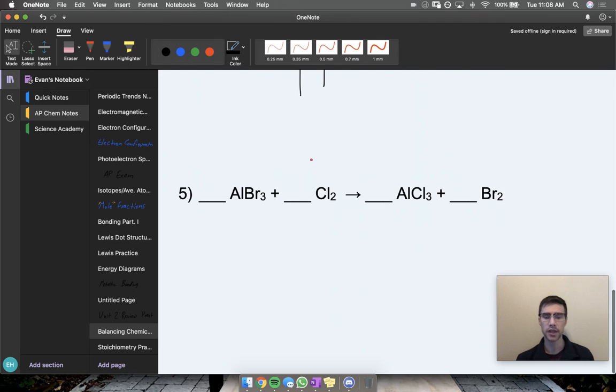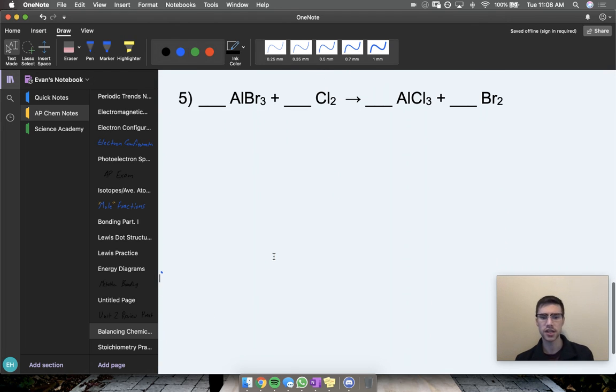All right, last one. And again, if you guys are taking note, this is another double replacement because we have aluminum with bromine switching to be aluminum with chlorine, where the chlorine's by itself first, and then the bromine's by itself afterwards.